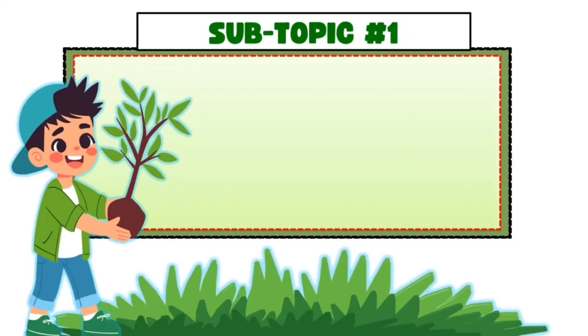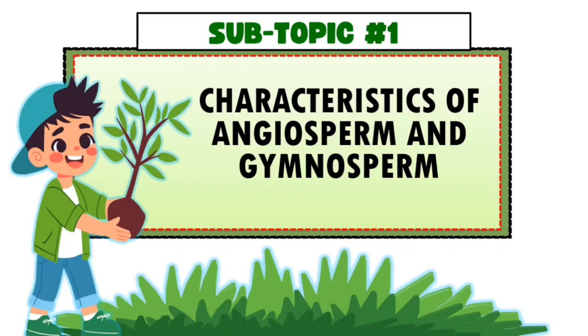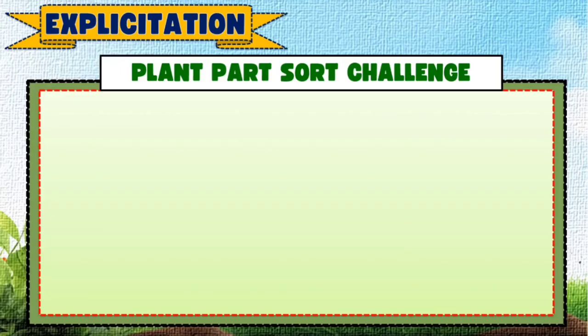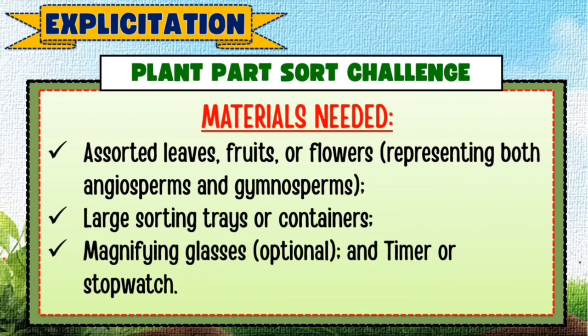Subtopic number 1: Characteristics of Angiosperm and Gymnosperm. Explicitation: Plant part sort challenge. Materials needed in this activity: assorted leaves, fruits, or flowers, representing both Angiosperms and Gymnosperms.